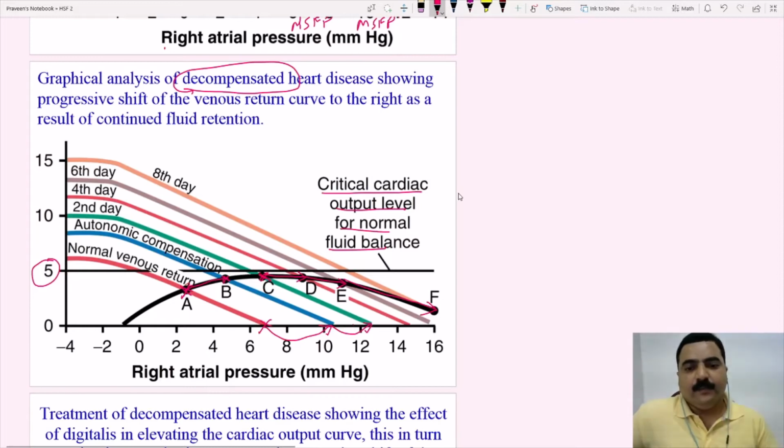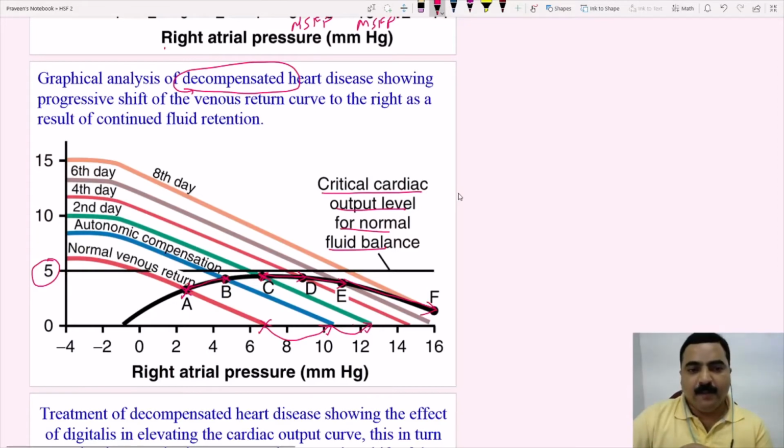Now this is without treatment. All these scenarios that we have shown over here are without treatment. If the patient is not treated and is having a decompensated heart disease, what happens? This graph is representing that. Now let us see, if this decompensated heart failure patient comes to the physician, what is his approach, what does he have to do?